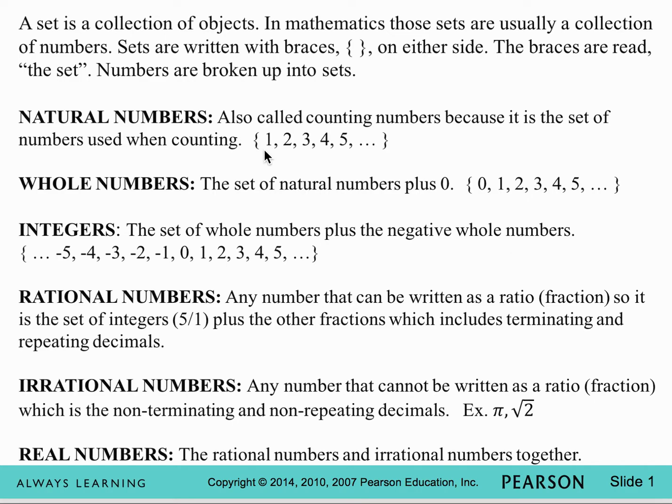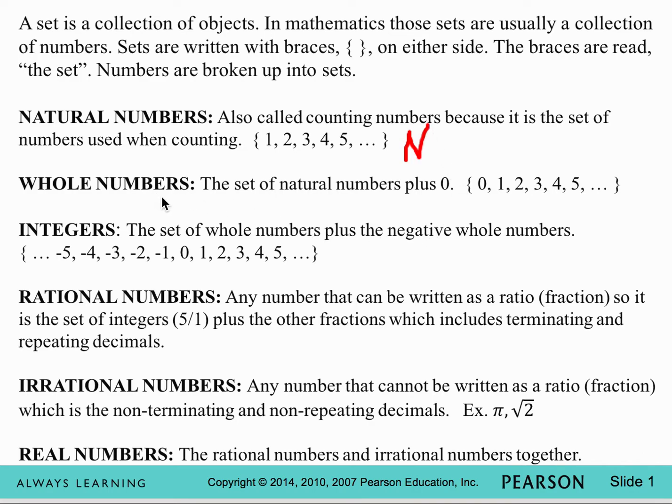Okay, so our numbers are broken up into sets. The first set are called the natural numbers. They're also called counting numbers because it's the set of numbers you use when counting, right? So if you started counting, you'd say 1, 2, 3, 4, 5. So this is the set of numbers 1, 2, 3, 4, 5. When you're talking about the natural numbers, you can use a capital N.